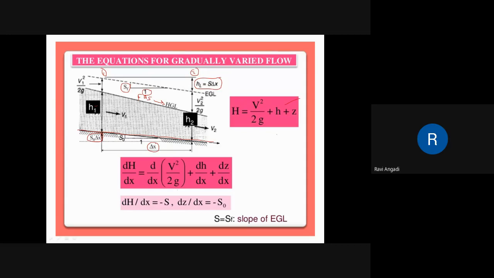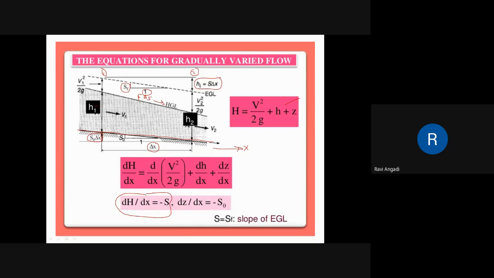And if you differentiate this equation, we get it in this format. And here, dh by dx means what? The change in depth of water along the direction of x, that is represented by the bed slope. Why it is taken as minus here is because it is decreasing along the direction of flow, that is, the depth is decreasing along the direction of flow.